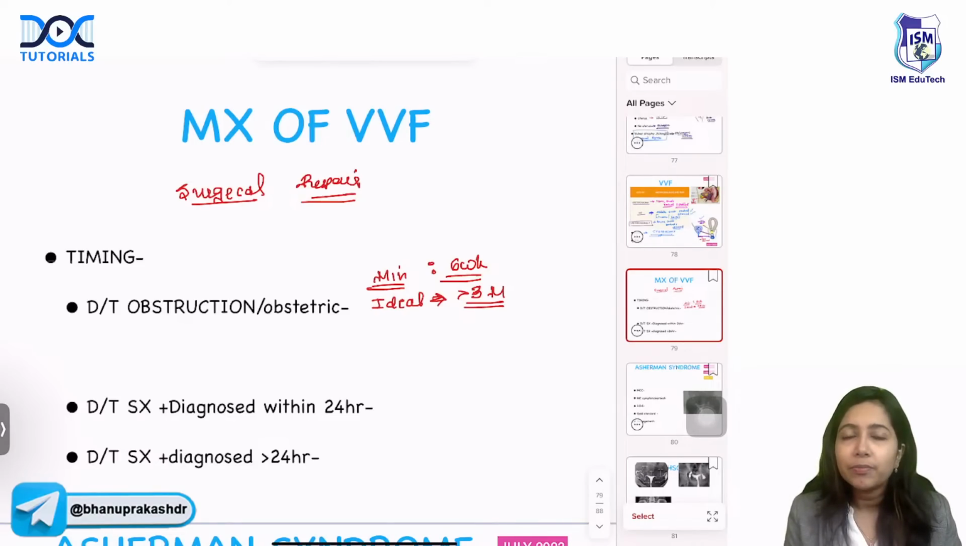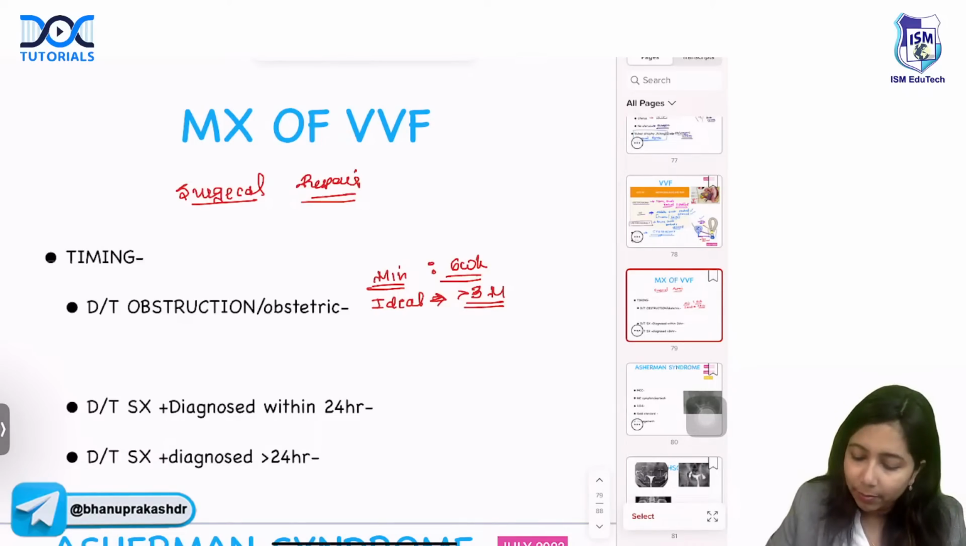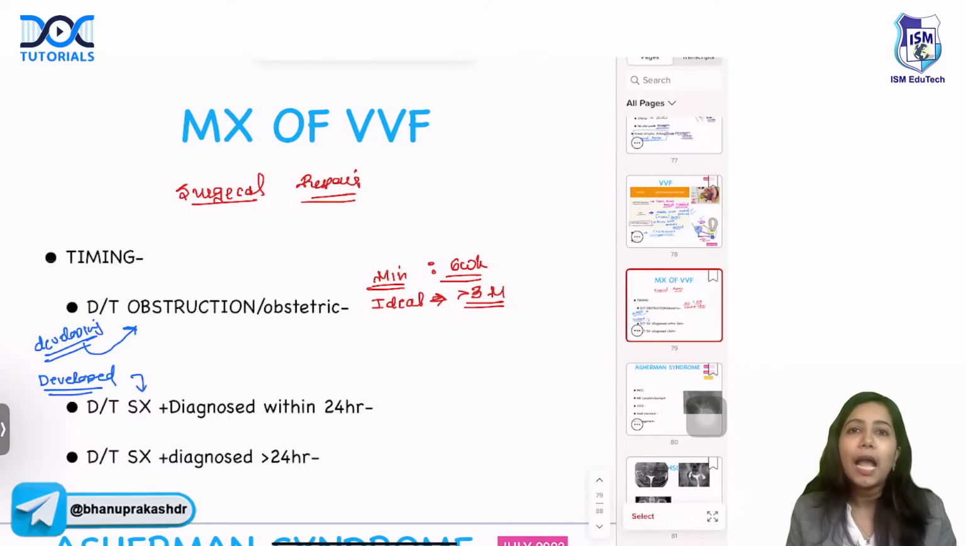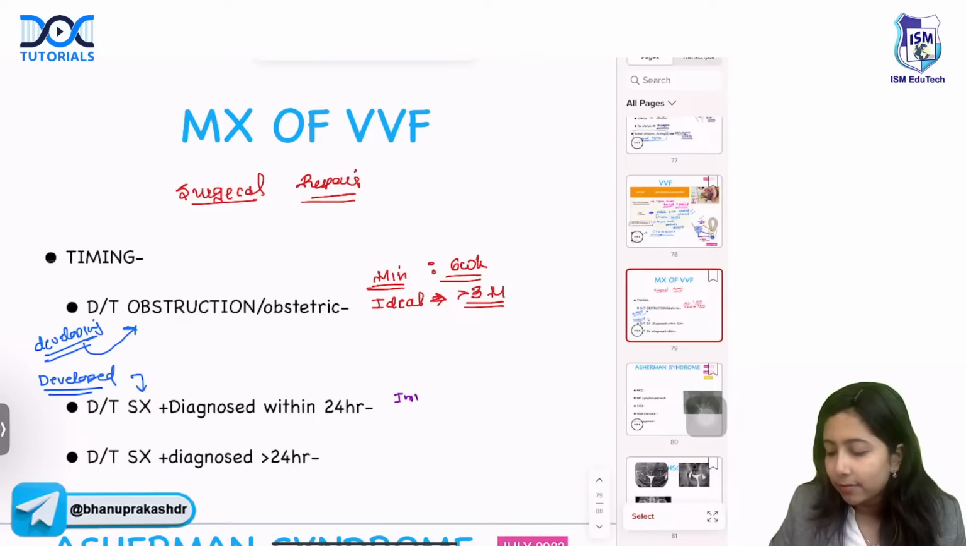If it is due to a surgery, that is in developed countries. As I told you, in developing countries this is usually due to obstruction, whereas in developed countries this is usually associated with surgery. If I have done a surgery and we diagnose this fistula within 24 hours, we will repair it immediately. Don't wait for any time. Beyond 24 hours, a lot of edema comes and settles in, so if I do a surgery there is a chance of failure of the surgery. So if I diagnose within 24 hours, repair immediately.